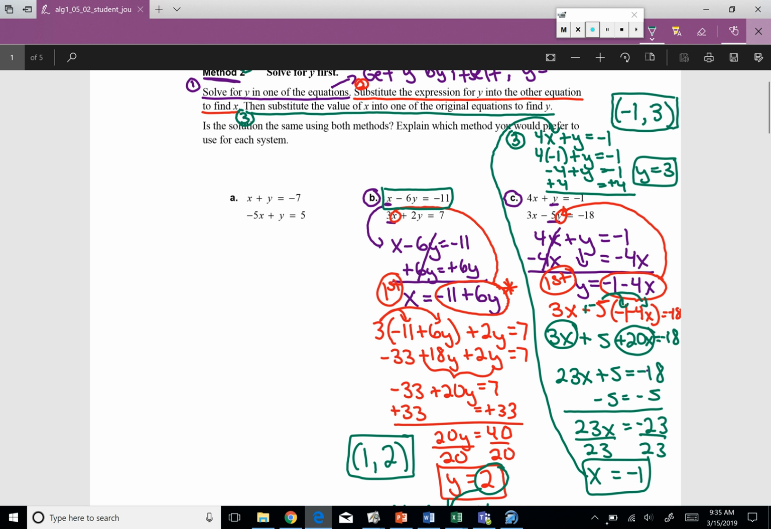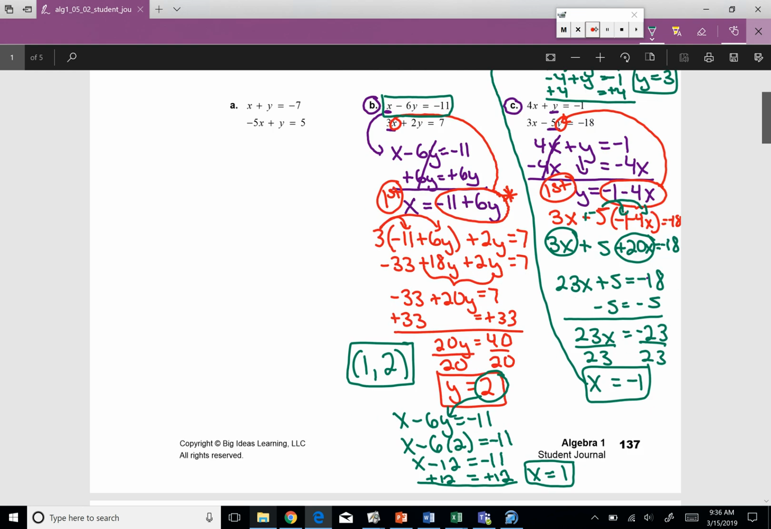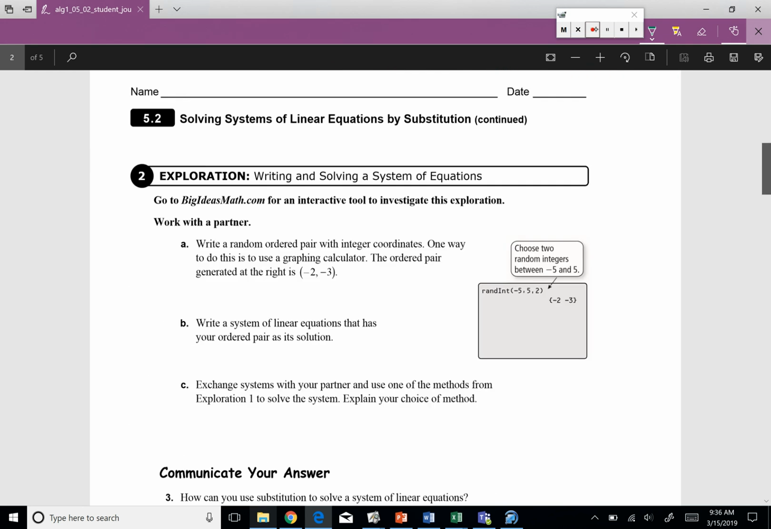So I know you might be thinking, okay, Miss Golly, there's two different methods. I get an x by itself and I substitute in, or I get a y by itself first and I substitute in. So how do I know which is which? How do I know when to do each method? So go ahead and turn to page 138. It's just the next page in your student journal.